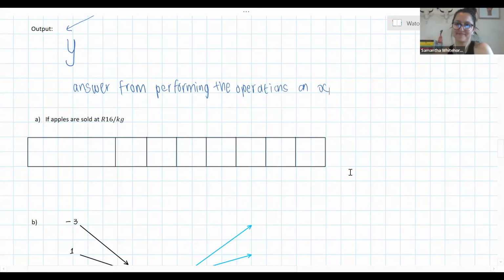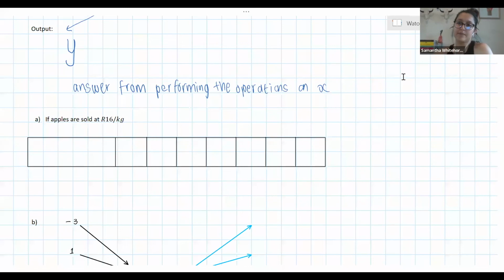Ma'am, it's gonna cost 32 Rand. And how did you get 32? Ma'am, I said 16 plus 16. Good. So we're buying 2 kilograms now. Each of them cost 16 Rand. So either we can say 16 plus 16, or we can say 16 times 2. Either way, you'll get exactly the same answer.